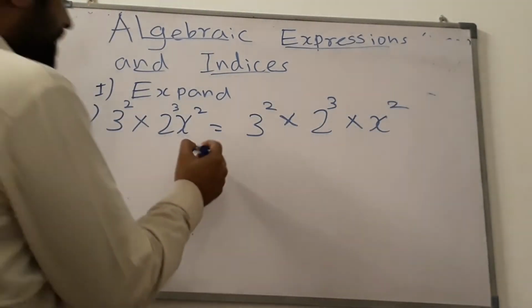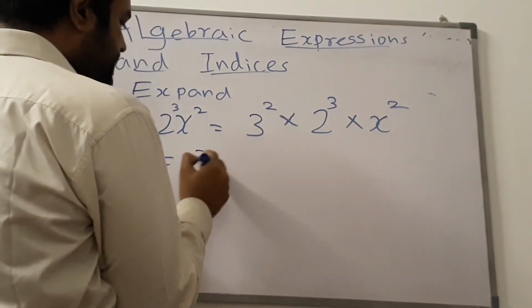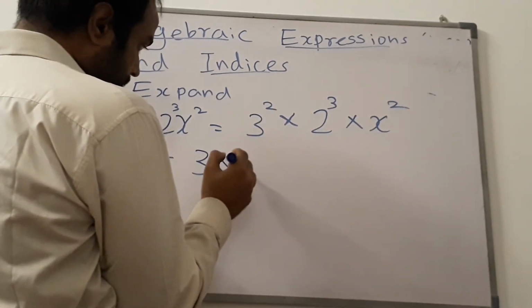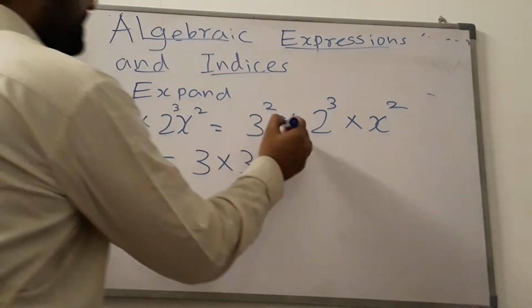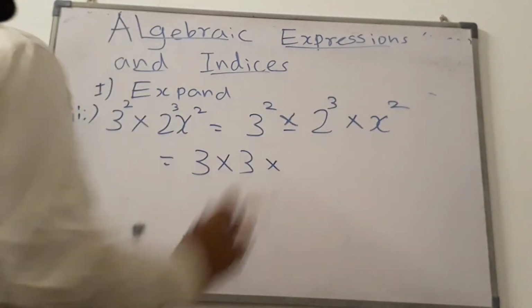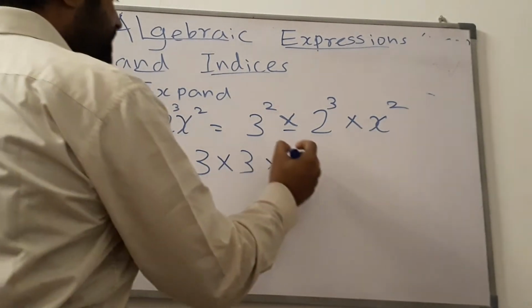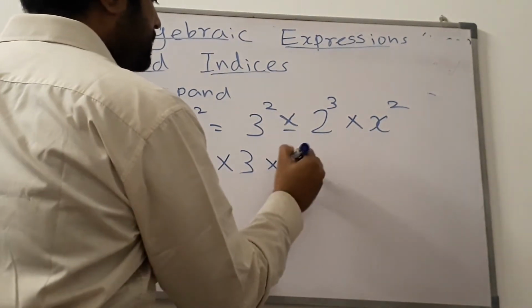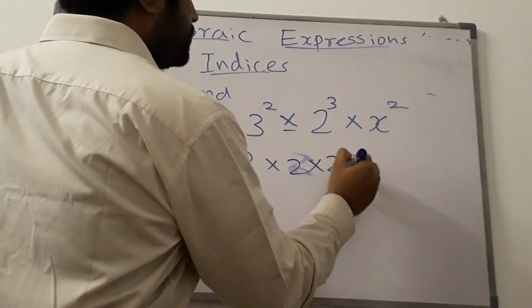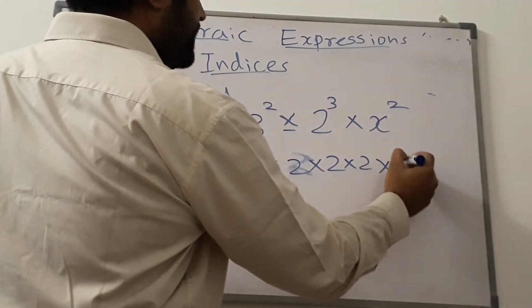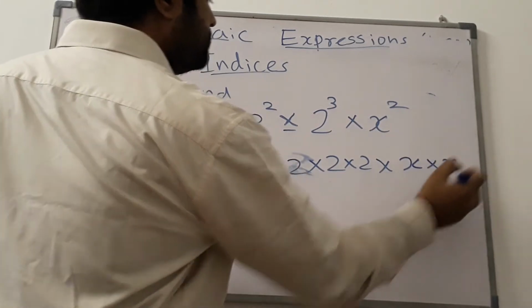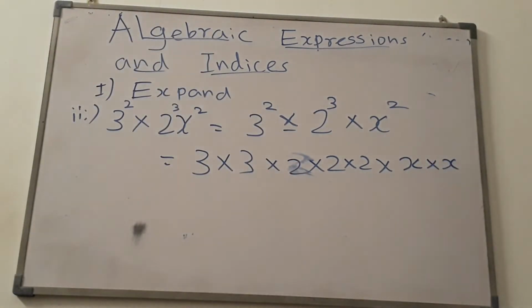Now we can expand. 3 to the power 2 means 2 3's multiplied with each other, and there's a times here. 2 to the power 3 means 3 2's multiplied with each other, 2 times 2 times 2. Then x squared means 2 x's multiplied with each other. So this is the answer. Fourth question.